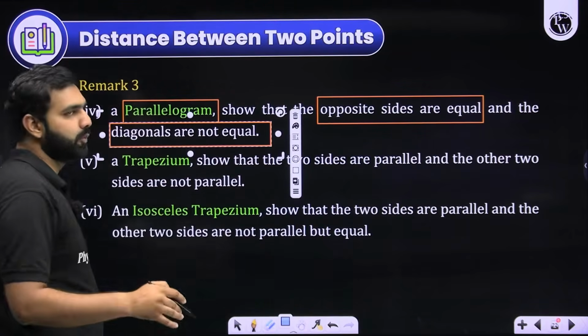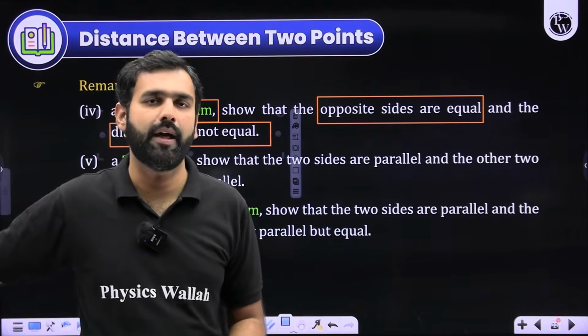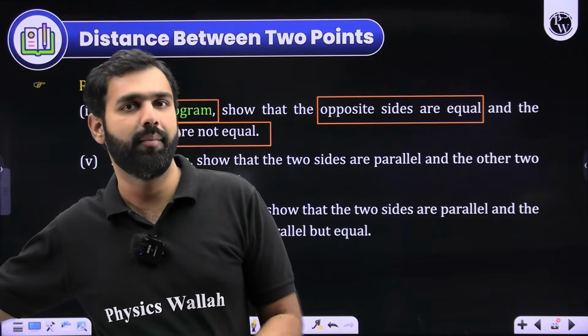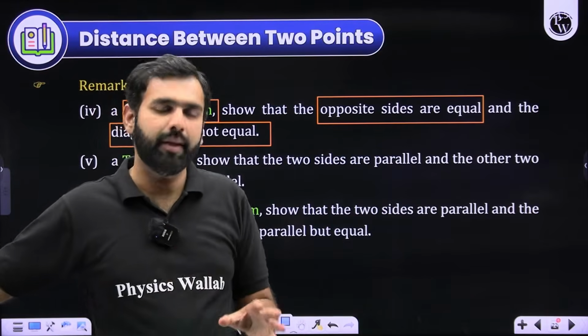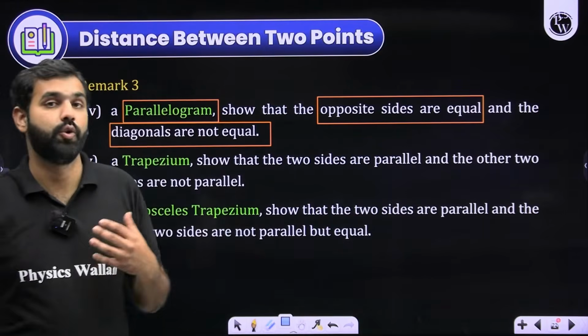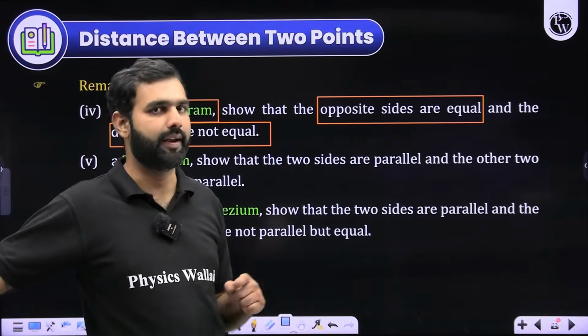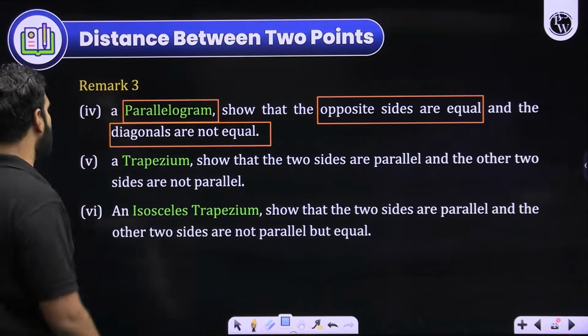If the diagonals also become equal, then of course it will remain a parallelogram, but the specific case of this should be called a rectangle. It will still be a parallelogram, but to be more specific, that should be called a rectangle then. Yes. Now let's talk about a trapezium.